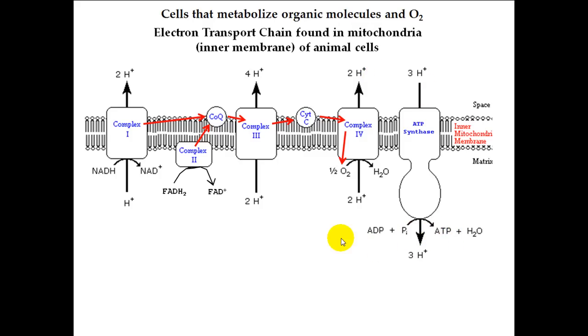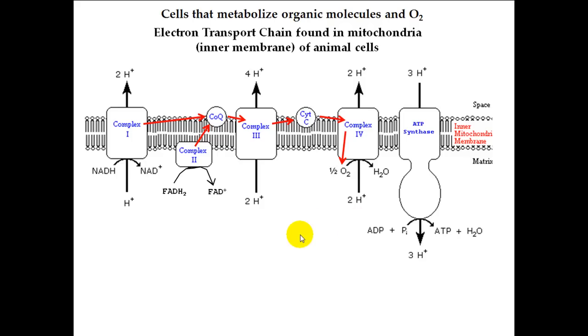So this is the electron transport chain. Right? If a cell is using oxygen as its final electron acceptor and an organic molecule as its electron source, that electron ends up being delivered here by NADH. This is how the ATP ends up being produced.